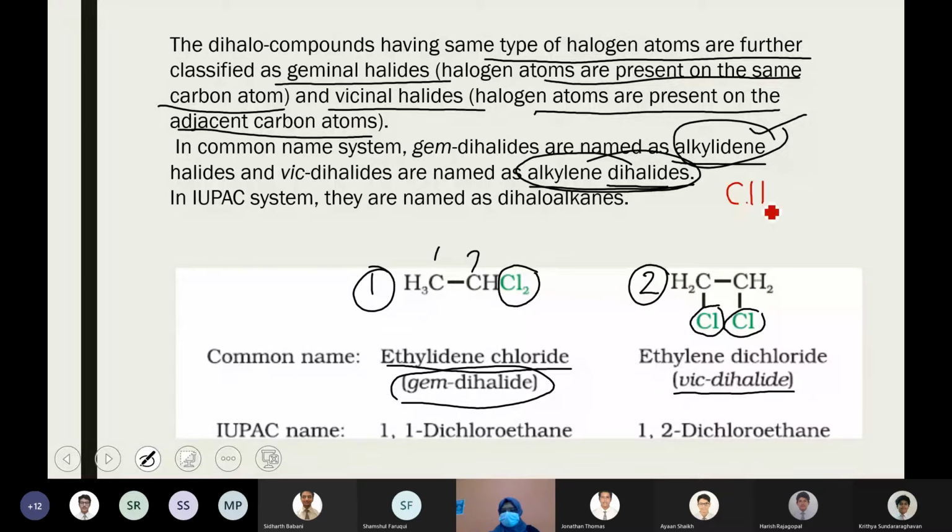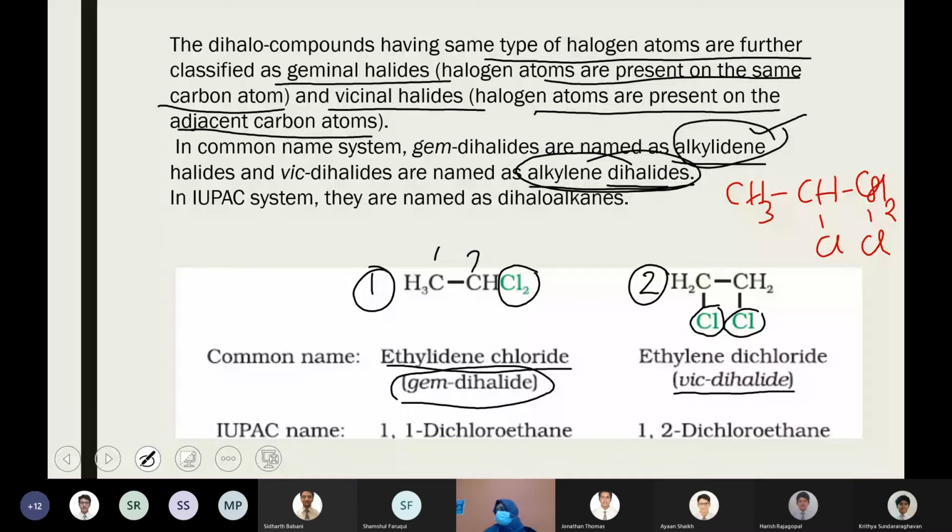So let me show you another example. CH3, CHCl, CH2Cl. What will be its name in the common naming system and in the IUPAC naming system? First, identify whether it's a geminal or vicinal dihalide. It's vicinal, on adjacent carbon atoms. If it's a vicinal dihalide, then the common name is alkylene dihalide. So which is the alkyl? Prop. So propylene dichloride.